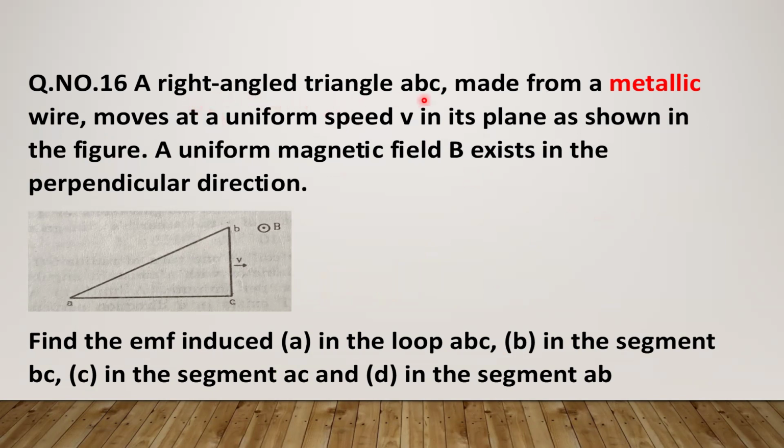A right angle triangle ABC made from a metallic wire moves at a uniform speed v in its plane as shown in the figure. A uniform magnetic field exists in the perpendicular direction. Find the EMF induced in the loop ABC, in the segment BC, in the segment AC, and in the segment AB. Okay, let us see how to start.